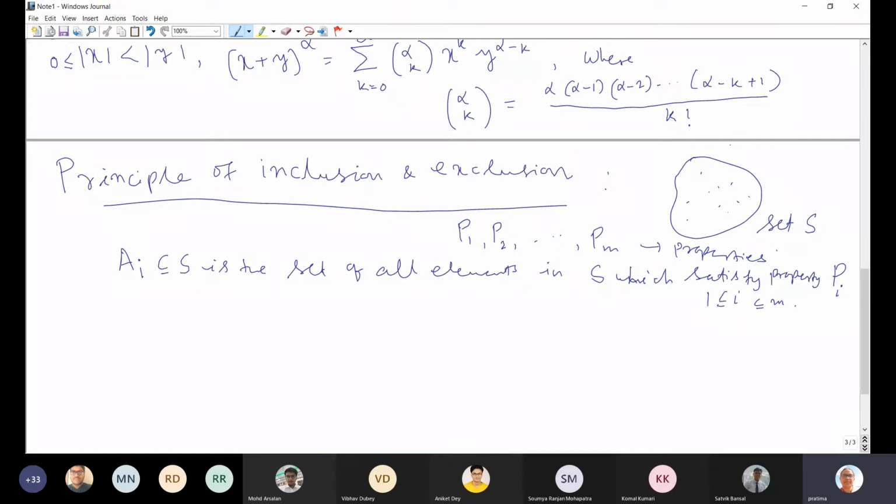Okay, P1, P2, up to Pm, some properties I am taking. Properties can be anything. And the set Ai we can always define. If none of the elements in S satisfy property Pi, then Ai will be the empty set.